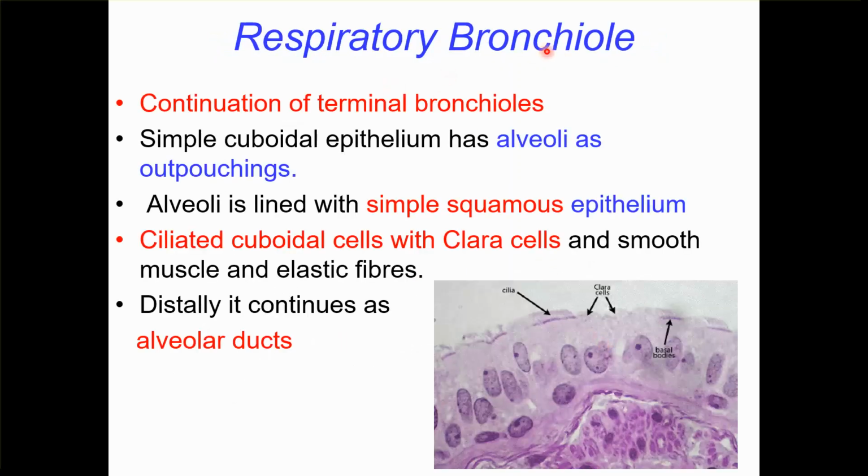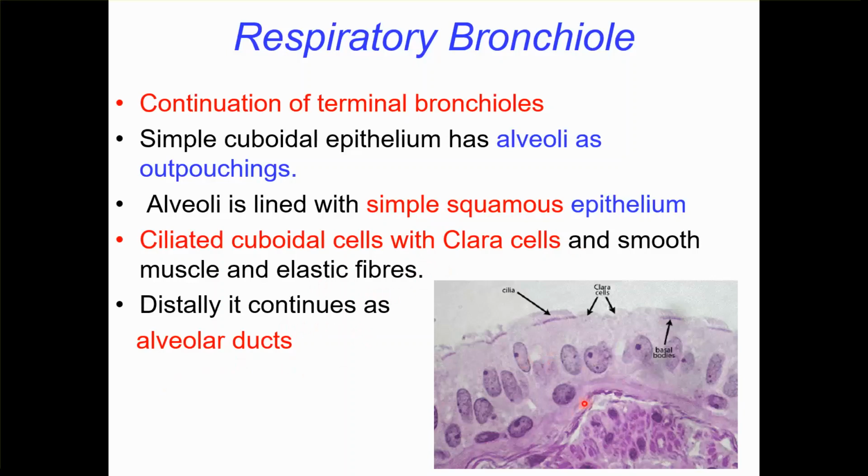So the respiratory bronchiole is the continuation of the terminal bronchiole. Simple cuboidal epithelium has alveoli as outpouchings. The alveoli are lined with simple cuboidal epithelium. The ciliated cuboidal cells with Clara cells, smooth muscle and elastic fibers can be seen. Distally, it continues as alveolar ducts.